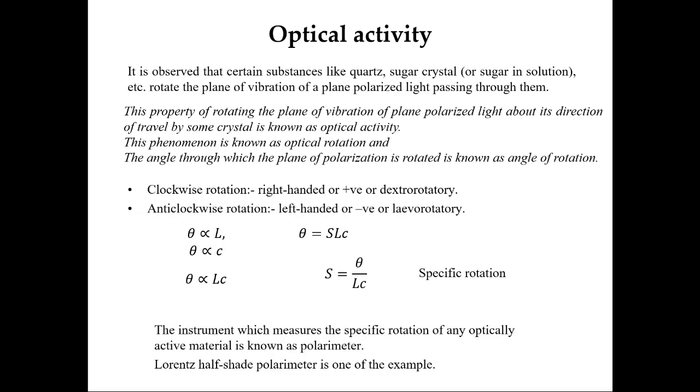The instruments which measure the specific rotation of any optically active material are known as polarimeters. Lorentz half-shade polarimeter is one of the examples. The most important part of the Lorentz half-shade polarimeter is the half-shade plate. So, the half-shade plate must be discussed before discussing the Lorentz half-shade polarimeter.